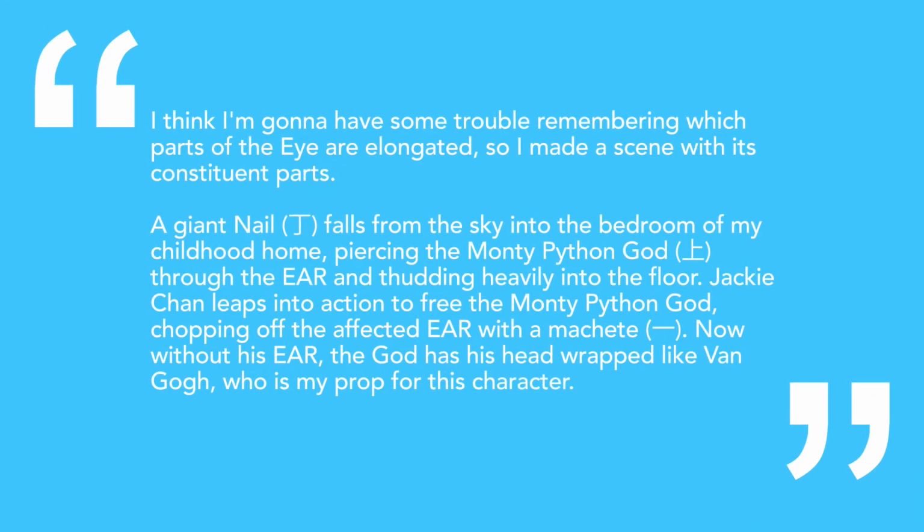And so he says, I think I'm going to have some trouble remembering which parts of the eye are elongated, so I made a scene with its constituent parts. So this is kind of cool. A giant nail falls from the sky into the bedroom of my childhood home, piercing the Monty Python god. Yeah, nice. This is a good choice of prop for Shang. So right now we've got Ding and Shang. And let's see here. It pierces the Monty Python god through the ear and thuds heavily onto the floor.